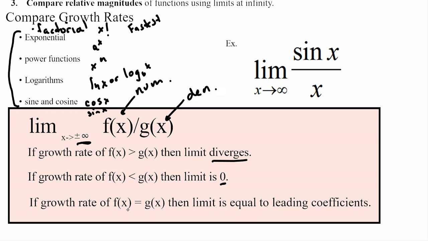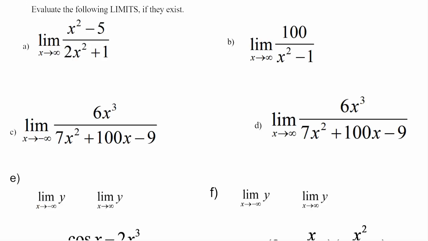And so right here, we have example number 1. If we compare this, we're taking a limit at infinity. Which one's growing the fastest? Well, the numerator is sine of x, and the denominator is x, which is a power function. The denominator grows faster than the numerator, so we would know this is approaching 0. All right, let's try some just to kind of figure this out.